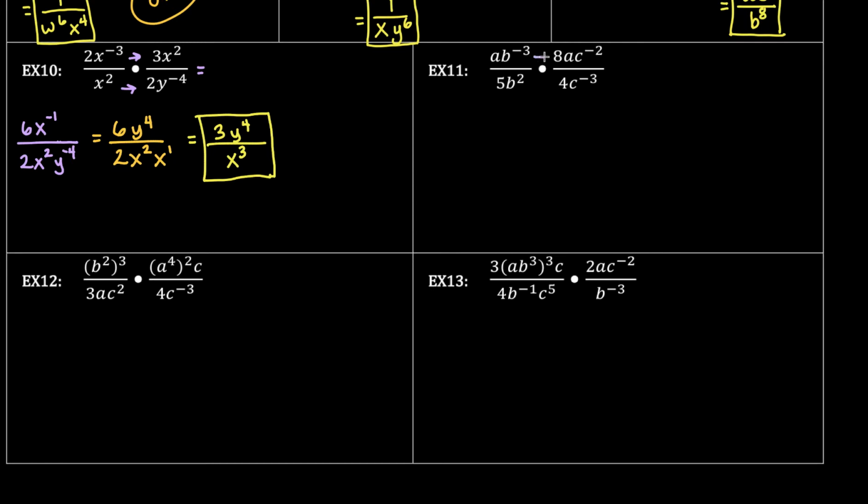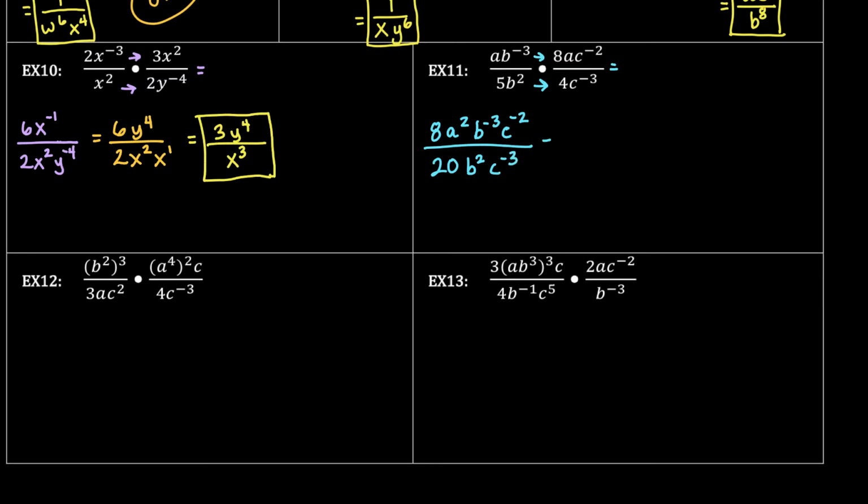All right, let's try this. Well, blue. So 1 times 8 is 8. A times A is A squared. B negative 3 times B negative 2. Oh, there's no more. That's a C. So B the negative 3, or negative third. C the negative second. Over 5 times 4 is 20. B to the second power. And C the negative third.